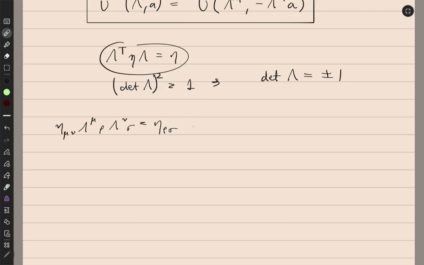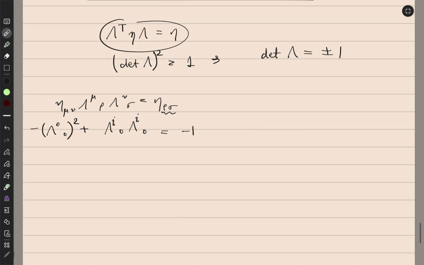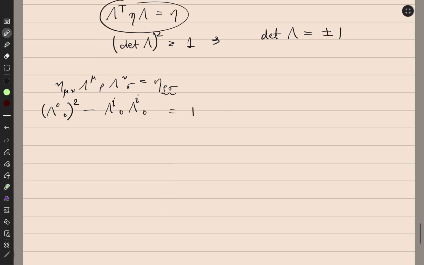Yeah, so here as well, if we put, let's say, rho and sigma to be 0 0, you will have eta 0 0, which is minus 1. Similarly here you will have mu this thing, so you will have lambda 0 0 whole square minus and plus lambda I 0 lambda I 0. So again, we can just shuffle the minus signs, and from there we can see that this lambda 0 0 can be either plus or minus the square root of 1 plus lambda I 0 lambda I 0.